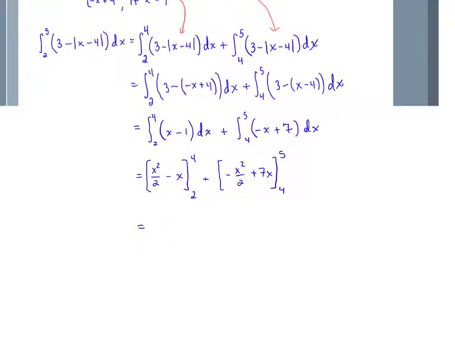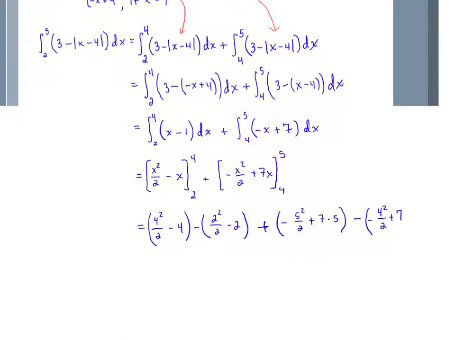Substituting the upper and lower limits of integration in each one of these groupings, we obtain 4 squared over 2 minus 4 minus 2 squared over 2 minus 2 plus negative 5 squared over 2 plus 7 times 5 minus negative 4 squared over 2 plus 7 times 4. And this equals 13 halves.